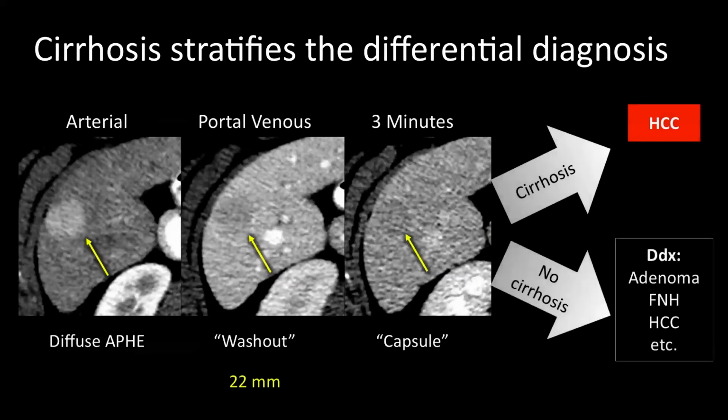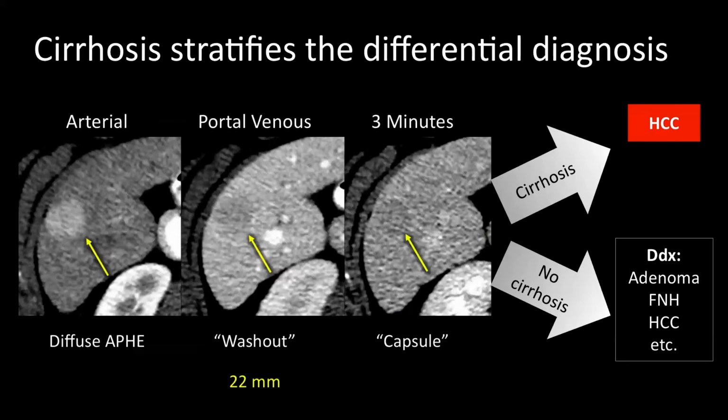If the patient doesn't have cirrhosis, then you have to provide a differential diagnosis that includes adenoma, FNH, possibly HCC. And this particular woman did not have cirrhosis, and this particular lesion, although you may not be able to figure it out from these images alone, was a benign focal nodular hyperplasia. So had we interpreted this lesion as assuming this patient has cirrhosis, we would have told her, you have cancer, we don't even need to do a biopsy to prove it.